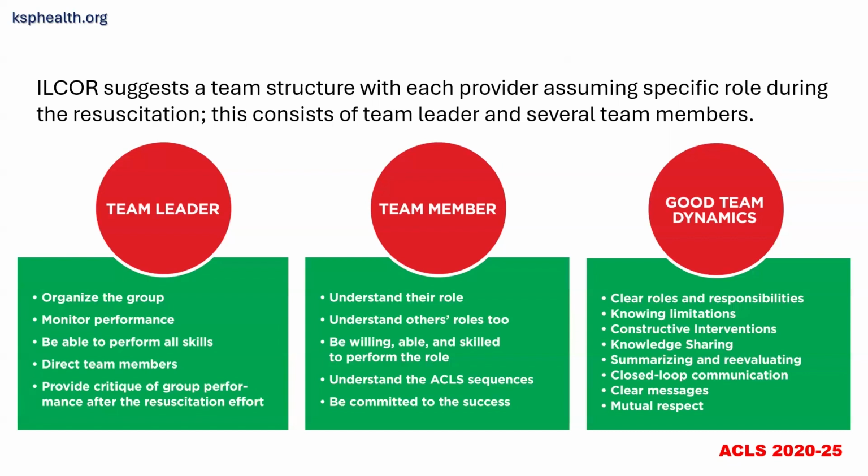Good team dynamics, clear roles and responsibilities. Everybody should know what they need to do. They just do that one. They should know the limitations. They cannot go beyond what they're supposed to do. Constructive intervention, knowledge sharing, summarizing and re-evaluating, closed loop communication, meaning when the team leader gives an order, do a chest compression, the team member does a chest compression, counting loud. Then after 5 cycles of chest compressions, they need to switch.